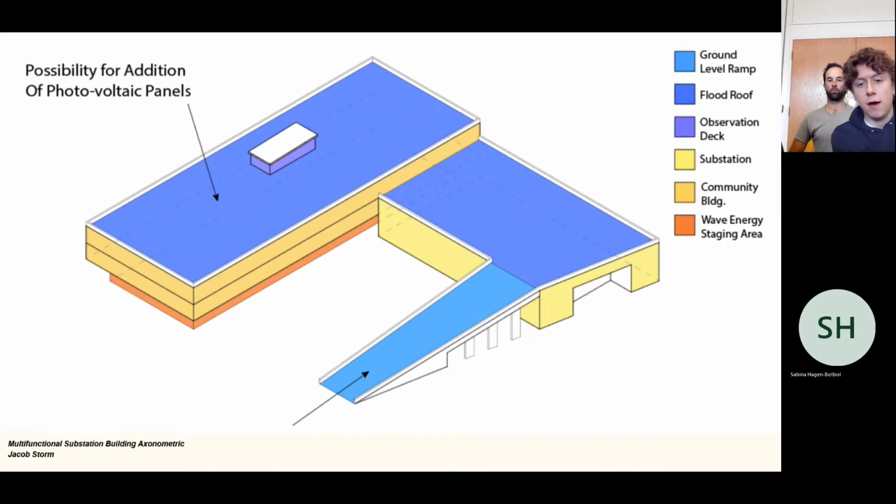This is a simple example of how this staging area could be converted into a multifunctional community building with an indoor distribution substation that powers the town from our offshore wind and wave energy, a continuation of the staging area, as well as flood roofs and the possibility of a natural disaster.